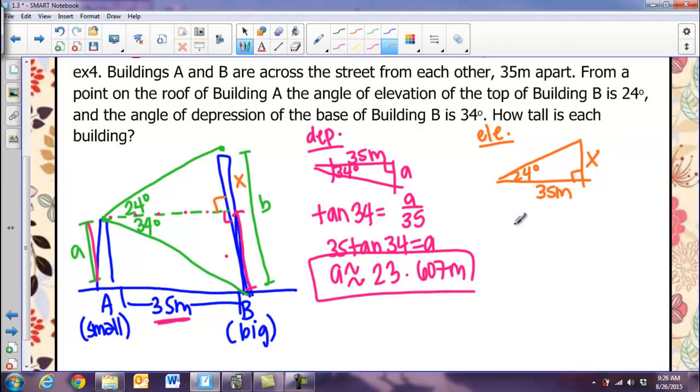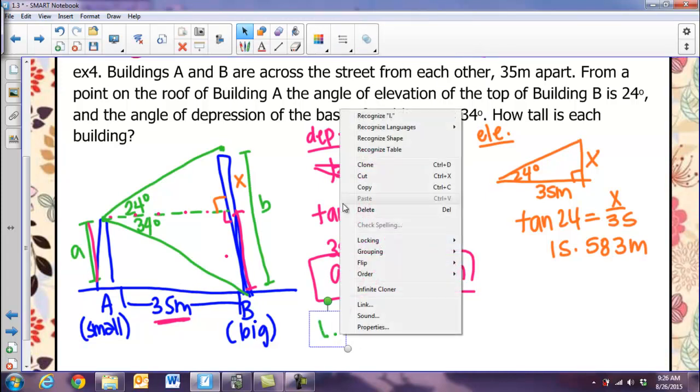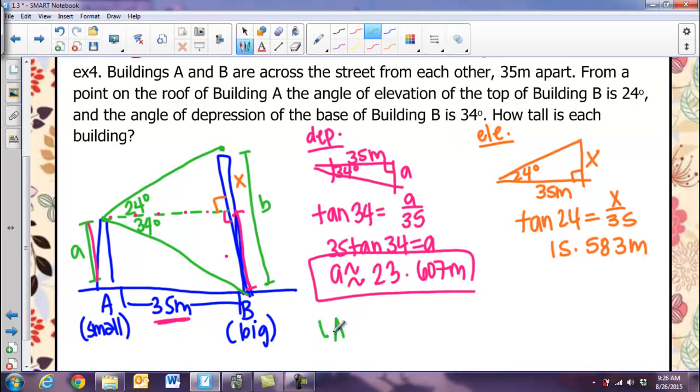So now I have a very similar question. I have the side opposite the angle. I have the side adjacent to the angle. So I have tan of 24 equals X over 35. Do my thing, 35 times the tan of 24, and I'll find out that that little chunk is about 15.583 meters tall. Okay, you're like, I'm done. But remember, building B is the taller building, and you just found a number that's smaller than building A. So your last step, and I know this has been a long problem because it's a pretty involved one.